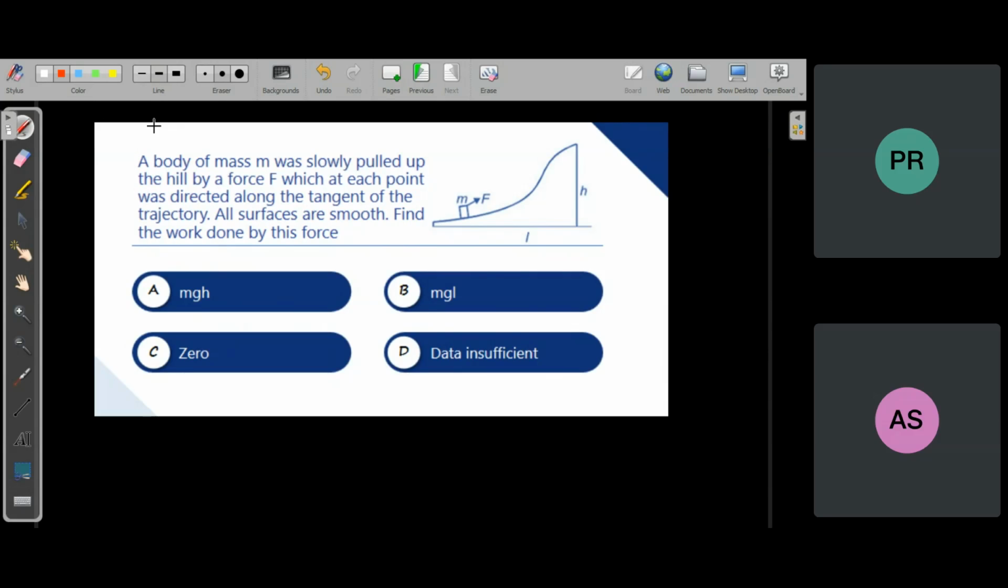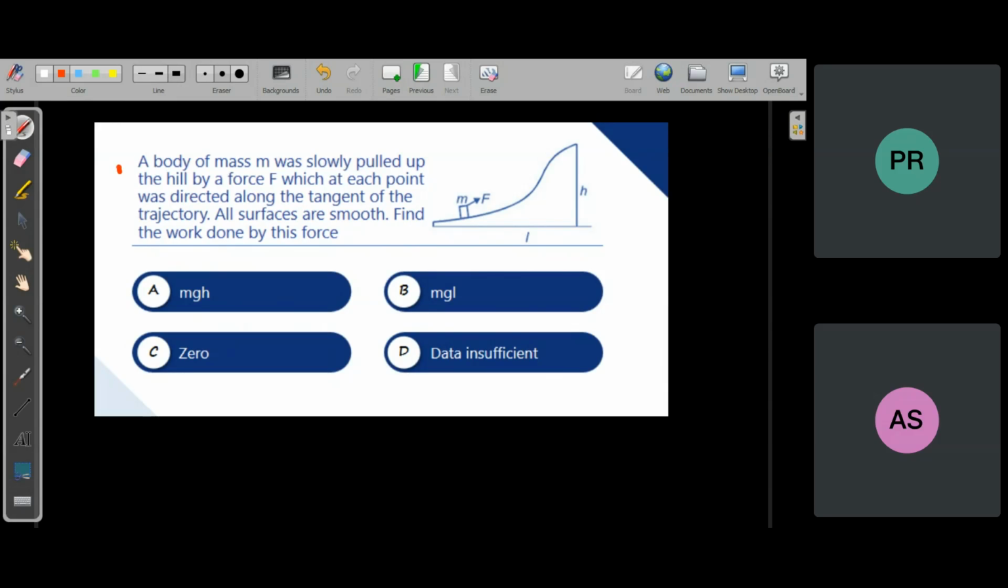Again, repeat the same statement. Work done by gravitational force mg, work done by external force, plus work done by normal force is equal to zero. Yes, correct. So the work done by the external force will be minus of the work done by gravity plus the normal reaction also.